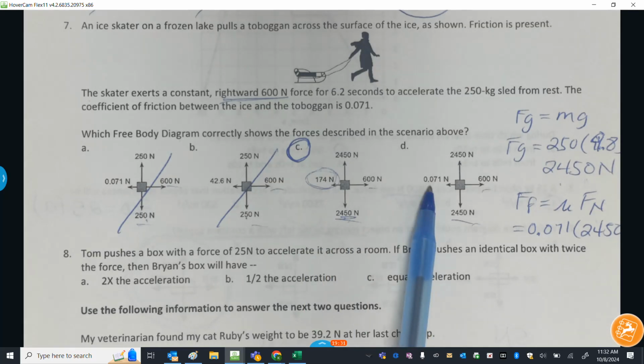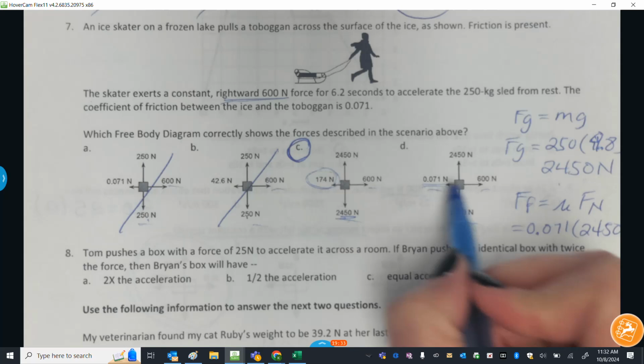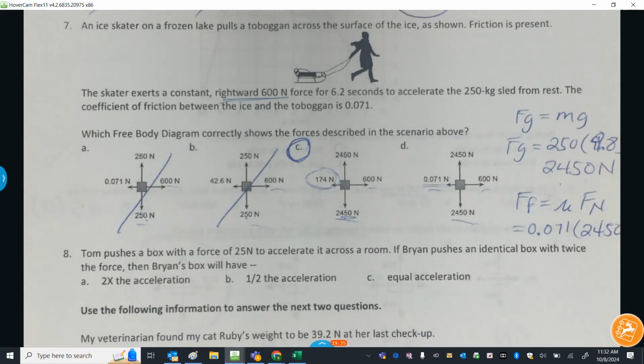This one, by the way, you'll notice they did label the coefficient of friction on their diagram. That is not a force. It does not go on your diagram. You use it to find the force. But this is the force. Are there any questions about number 7? All right.